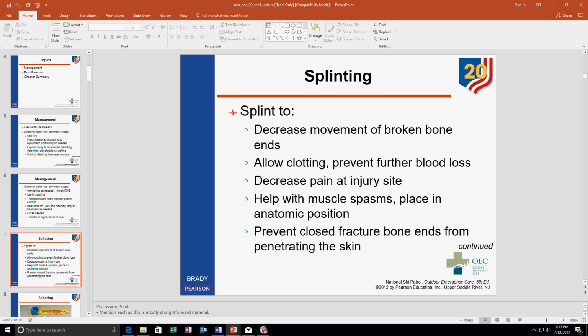Purpose of a splint. It's like a doctor, do no harm. Decrease movement of broken bones. It helps the clotting, prevents further blood loss, helps decrease the pain. Muscle spasms can be excruciating, particularly for lower leg injuries. And you don't want a closed fracture to become an open fracture. So again, splinting is key. It's critical.